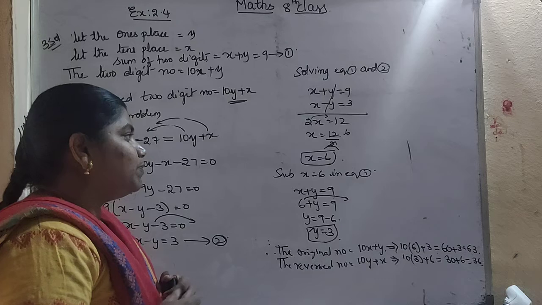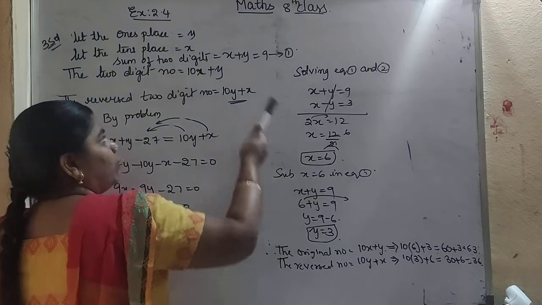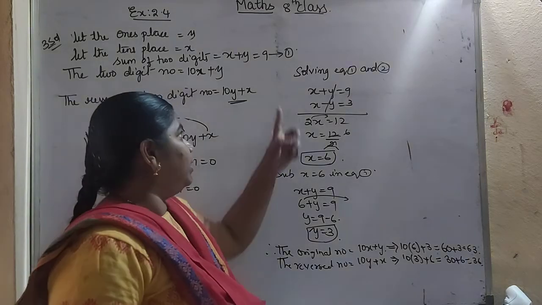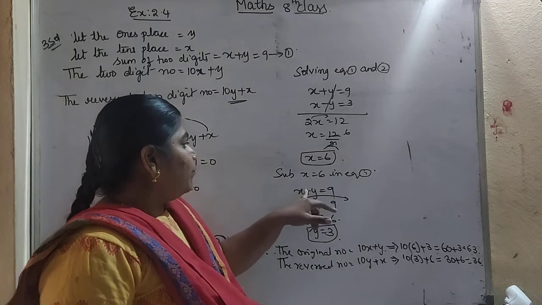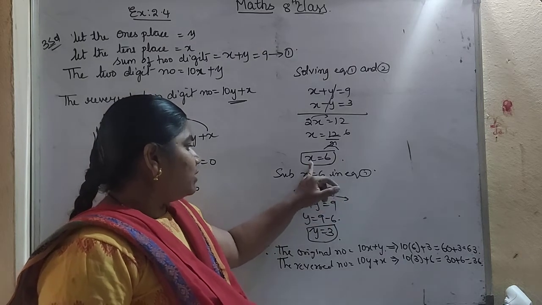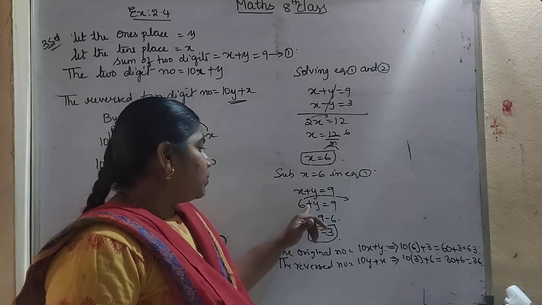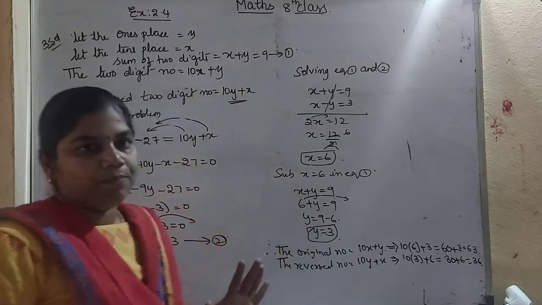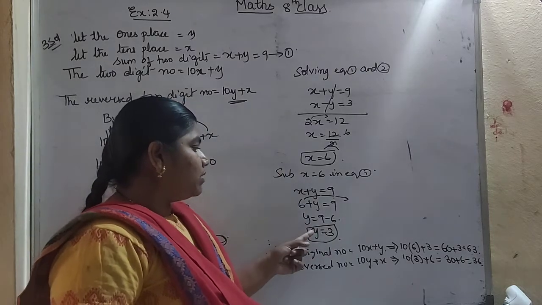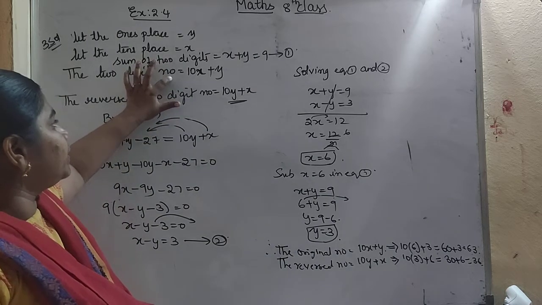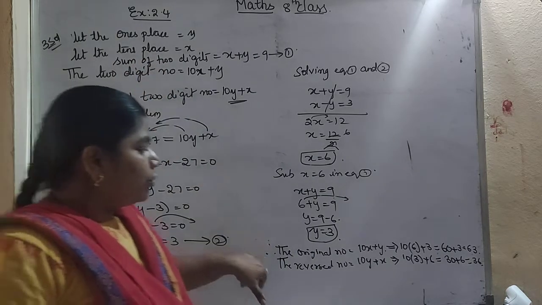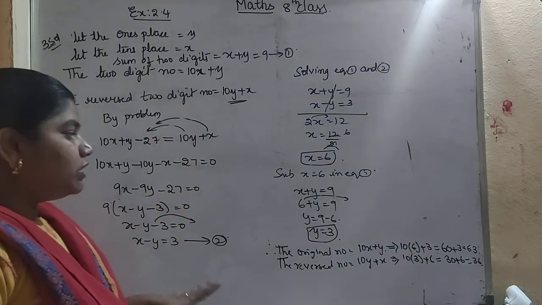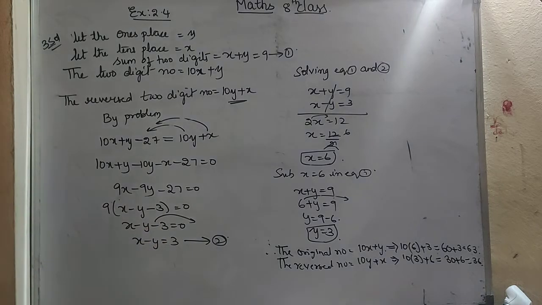Now we have to substitute this x is equal to 6 in equation number 1, or you can substitute in equation number 2 also. But I have done it in equation number 1. So x plus y is equal to 9. The x value is 6, I have substituted here. 6 plus y is equal to 9. So y is 9 minus 6, that will be equal to 3. Now this x is equal to 6 and y is equal to 3, I am substituting in the original 2-digit number and the reversed 2-digit number. So what I got as the result is 63 and 36. So that is the original value and the reversed value. This is our third solution.